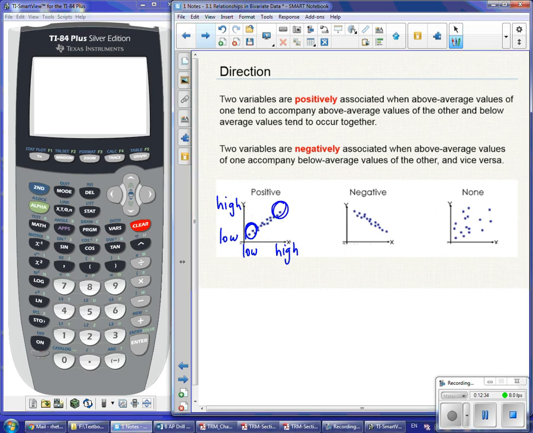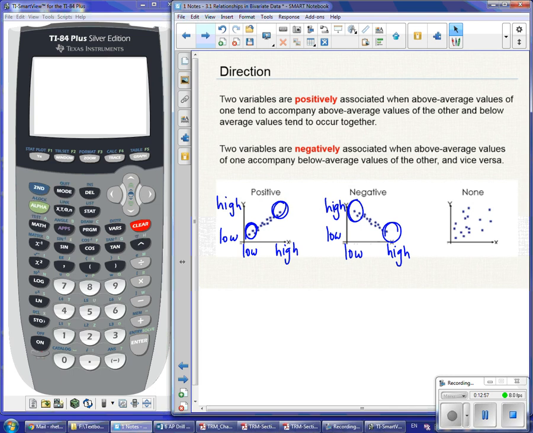But when we look at a negative association, doing the same thing, notice that for x, when x is low, y is high. And likewise over here, when x is high, y is low. So the negative association is just reversed. When above average values of one accompany the below average values of the other.